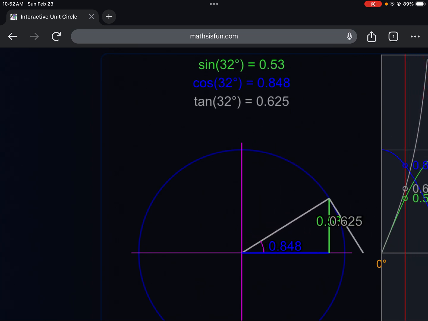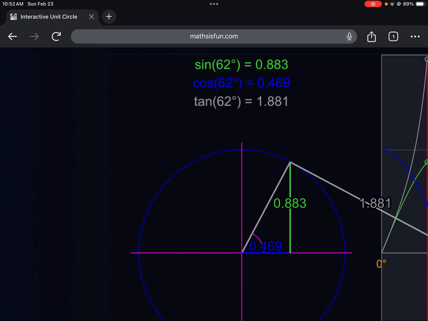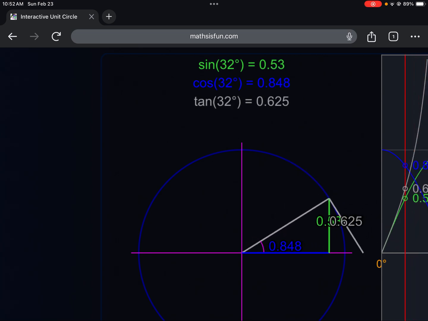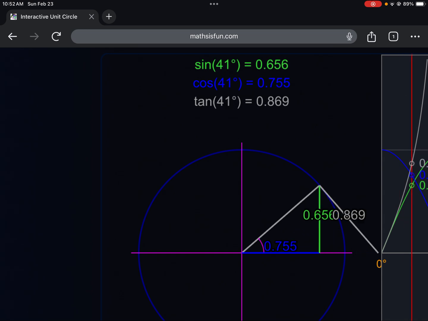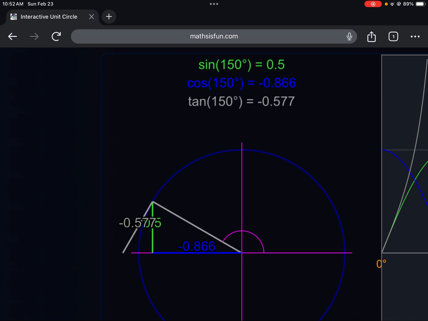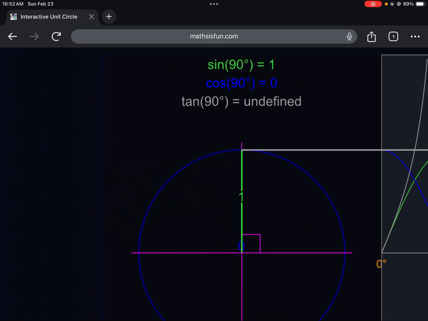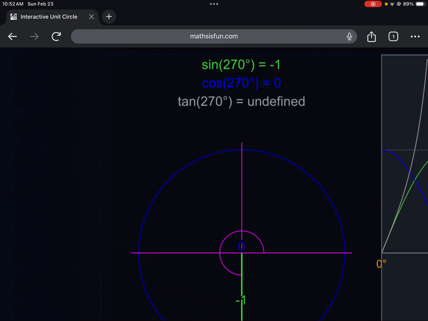And as the angle is at 0 degrees, what's happening to the opposite leg, or the y value? The y value is going to be 0 right at the x-axis. And what is the x value going to be? It's going to be 1. If it were 180 degrees, x would be equal to -1 and y would be equal to 0. If I were at 90 degrees, now the y value is 1 and the x value is 0. And if I'm at 270 degrees, then y will be -1 and x will be 0.